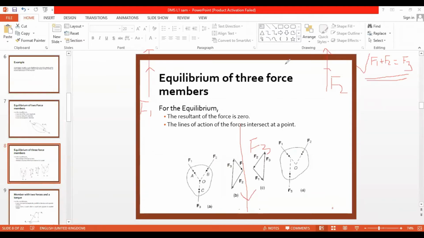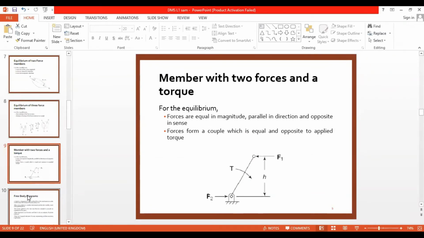So these are the 2 conditions for the equilibrium of 3-force members. The resultant force should be 0 and the lines of action should meet at a point; or the resultant should be 0 and all those 3 forces must be parallel, but one should be opposite to the other 2. So this is a special case. Next, a member with 2 forces and a toe, for the equilibrium.